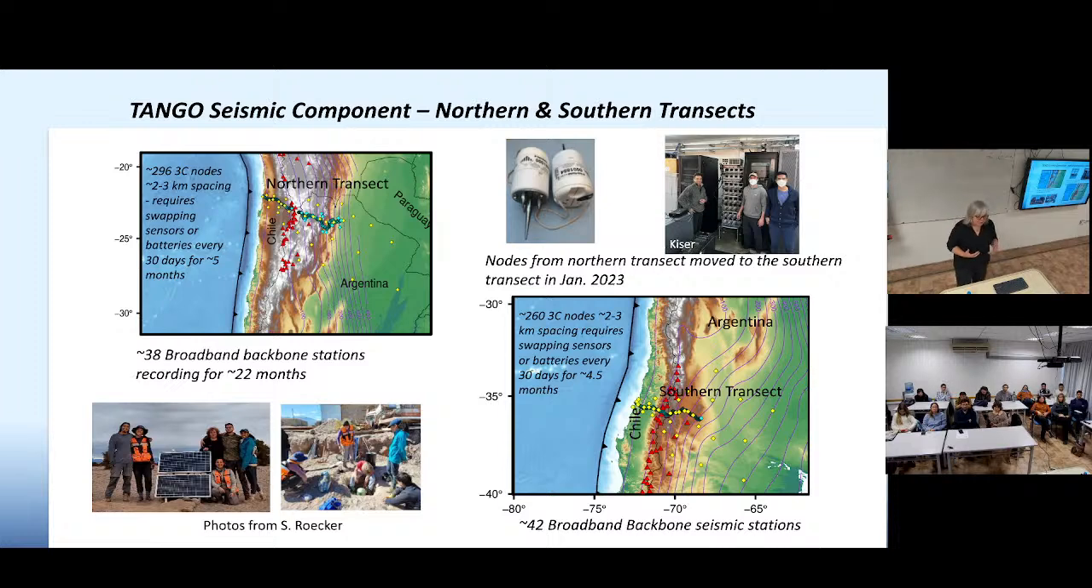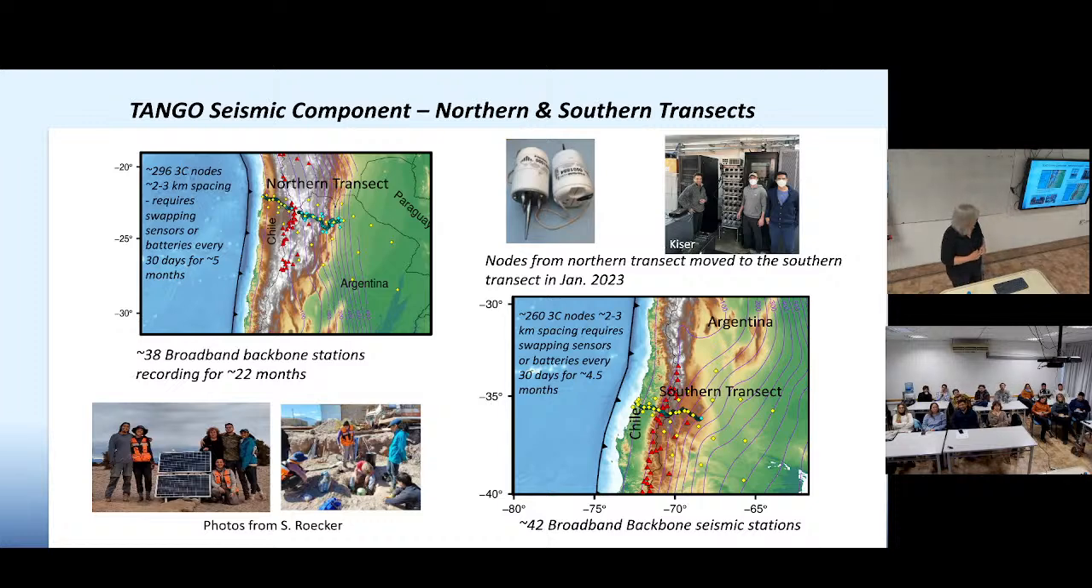And then just because we didn't want to make it too easy on the students, after five and a half months up here, we moved these nodes and the rack and everything down to San Juan, and then we deployed them down here at about 36 degrees south, a little south of Malargüe, and did the same thing. It was 260 nodes instead of 296 because the Andes are a little narrower, but they still had to be swapped out every month because the batteries would die. So again, a tremendous amount of work. And then we put the broadband stations along there and out here to record deeper. So we had a lot of fun in the field.